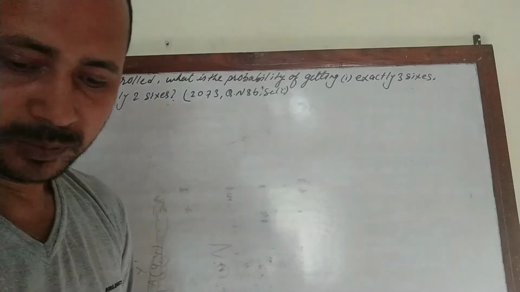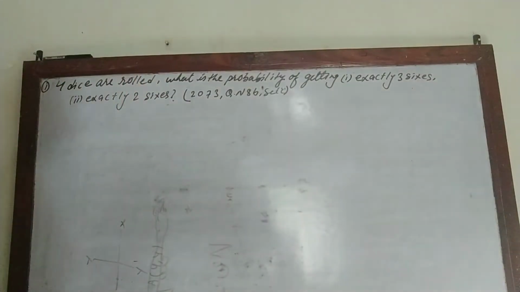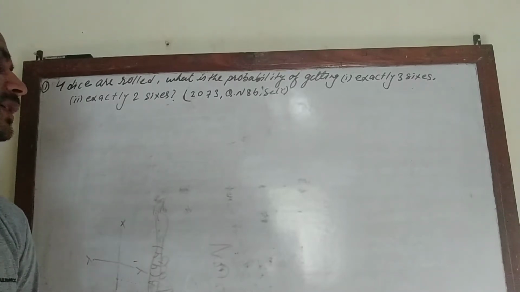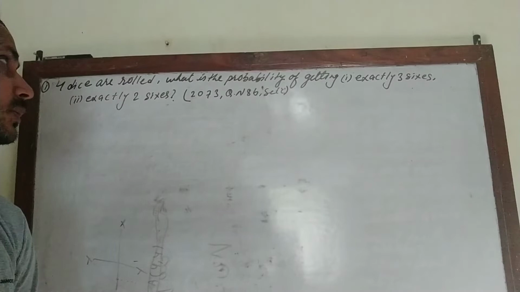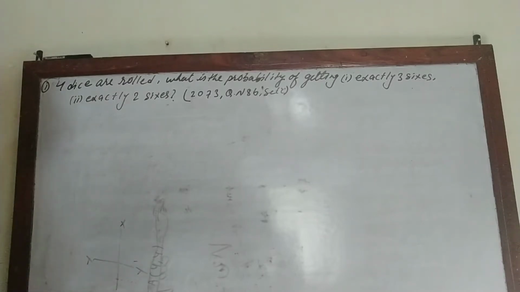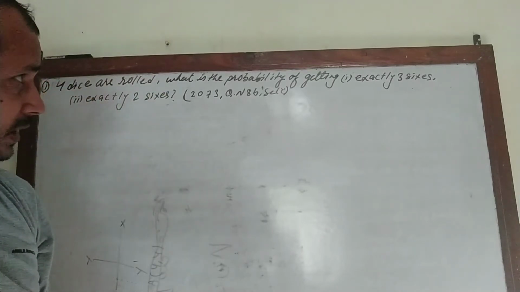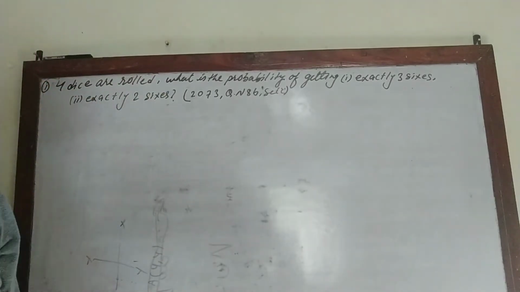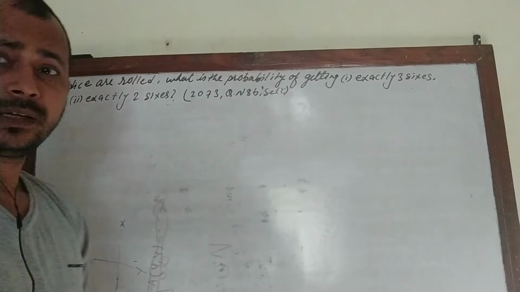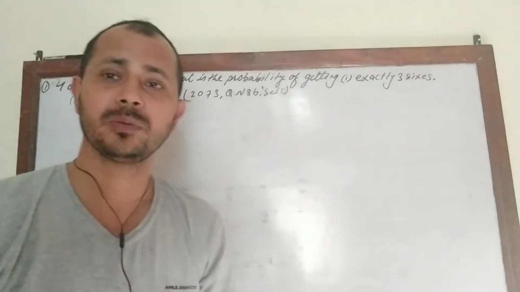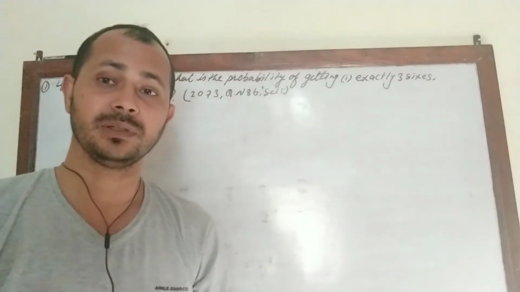Let's solve a problem. This problem was asked in the 2073 board examination of set C, question number 8B. 4 dice are rolled simultaneously and we need to calculate the probability of getting exactly 3 sixes and exactly 2 sixes. Now let's see whether the problem is related to binomial distribution or not.